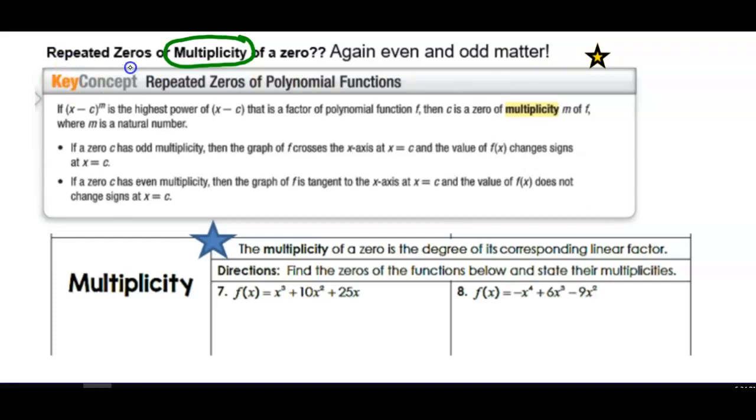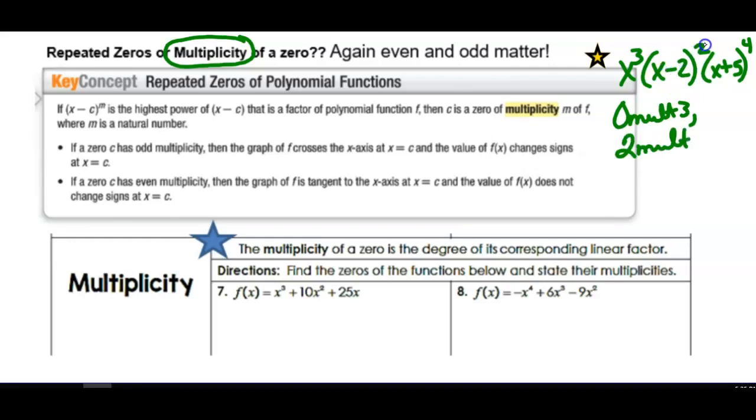Repeated zeros are when you have things like x minus 2 squared, or x plus 5 to the fourth, or even an x cubed out front. This is a 0 of multiplicity 3. This is a 0 of 2, because if you set that equal to 0, you get 2, and the multiplicity up here is 2. This would be a 0 at negative 5 with a multiplicity of 4. So the m up here is the multiplicity.